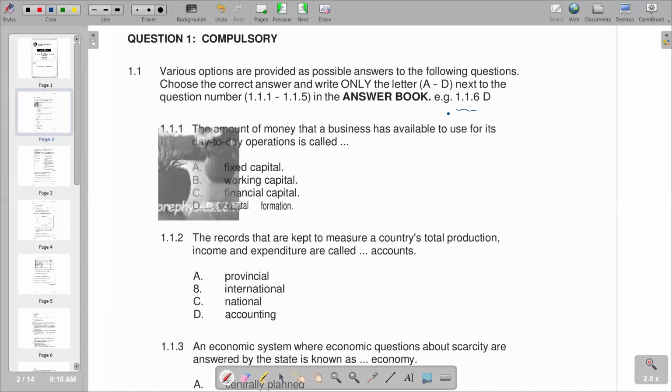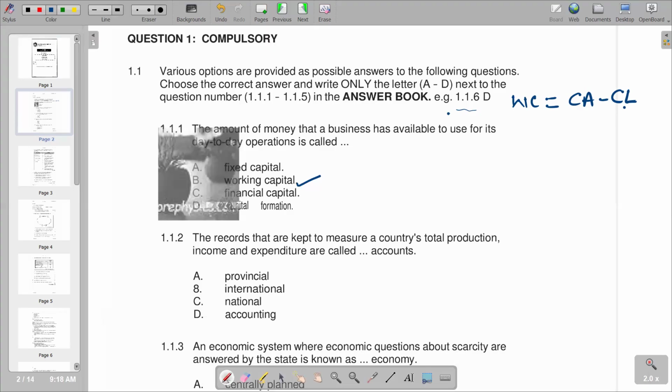You are given different responses, but you see that the correct response that we have is working capital. So basically, working capital is the amount of money that a business has available to use for its day-to-day operation. It shows short-term liquid assets available after short-term liabilities have been paid off. When you are calculating working capital, you use the formula: working capital is equal to our current assets minus our current liabilities. So basically, that's what we have.